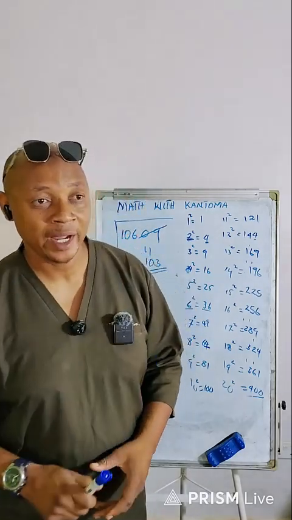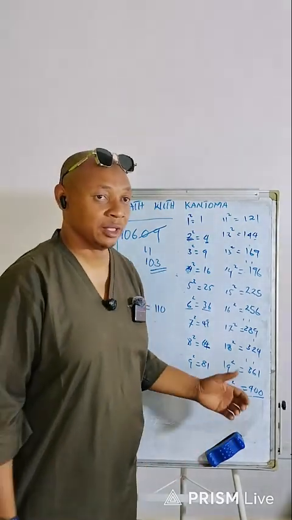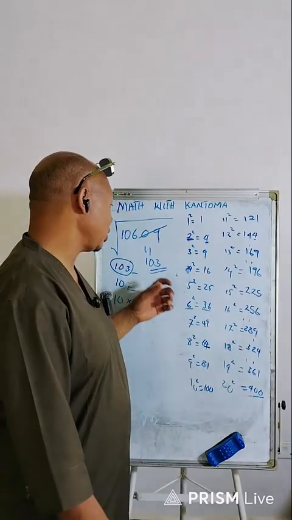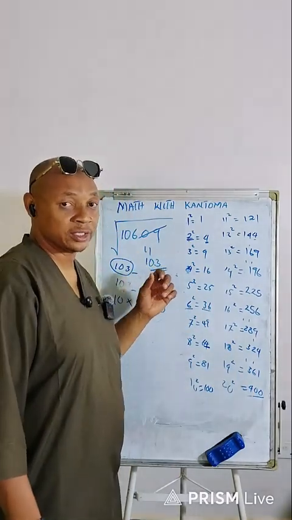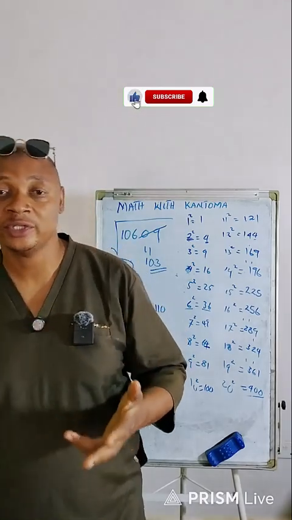And remember, I said if the number is not a perfect square, then of course you are going to have a decimal part. If the number is a perfect square, you are going to have the whole number, which is these values.